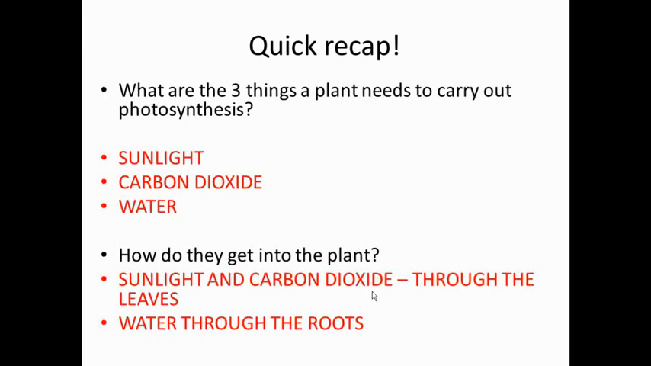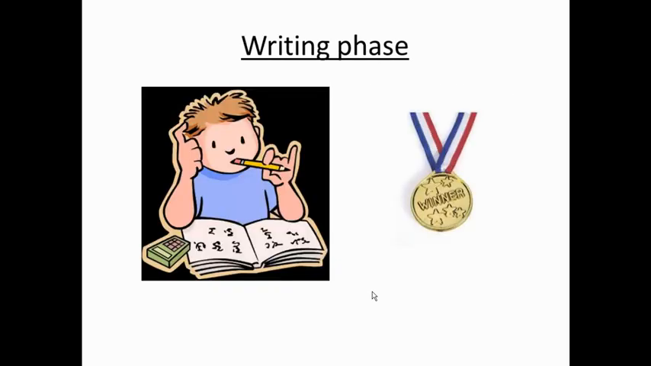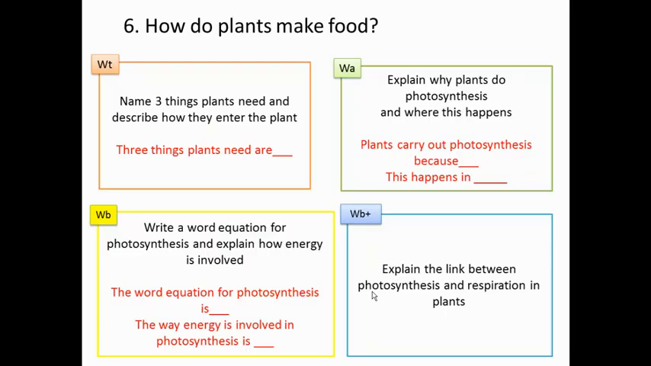Okay, so you should have had that the 3 things a plant needs are sunlight, carbon dioxide, and water. And you should have had that sunlight and carbon dioxide get into the plant through the leaves, and that water gets into the plant through the roots. Okay, so we're on to our written phase. Have a look. So working towards: name 3 things plants need and describe how they enter the plant.